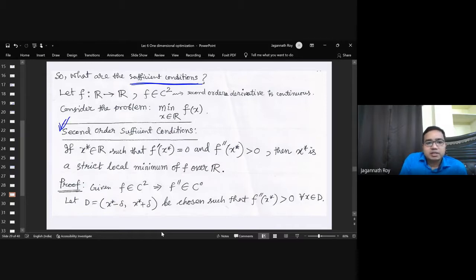So this theorem says if x star is such that the first derivative is 0 at this point, and also the second derivative is strictly greater than 0. It is not talking about greater than or equal to 0. No, not that. It is strictly greater than 0, strictly positive. Okay, then x star is a strict local minimum of f over the real line R.